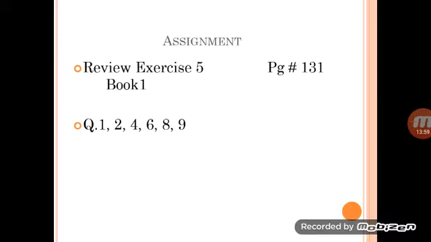This is all about the recap of chapter number 5 you have done in your class. You can practice a few questions from your chapter to revise your concepts. That is given as Review Exercise 5 from Book 1. You can solve questions number 1, 2, 4, 6, 8 and 9 for revision purposes.